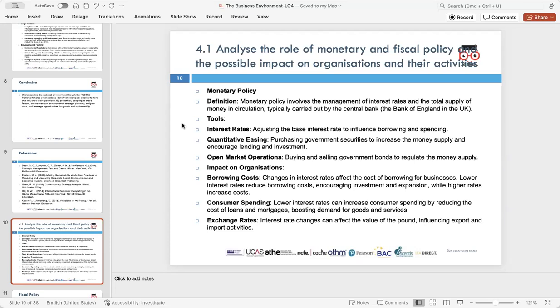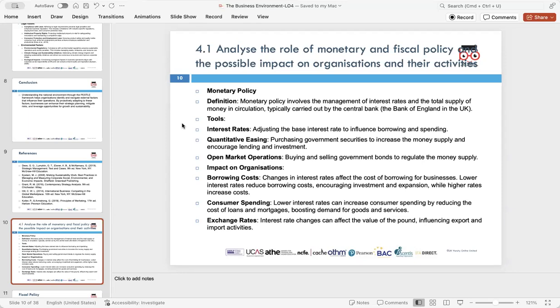So the increased disposable income can boost demand for goods and services, benefiting businesses. Higher interest rates, on the other hand, can decrease consumer spending by making borrowing more expensive, which can lead to reduced demand for goods and services.